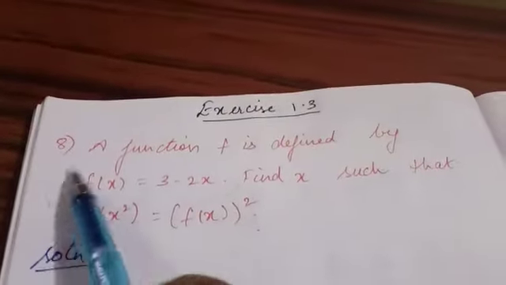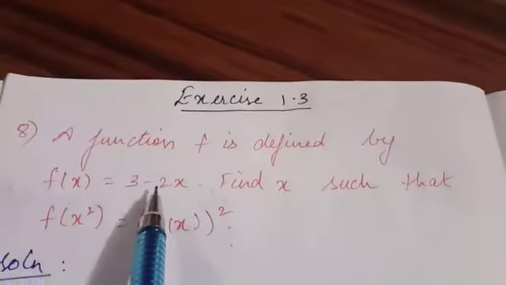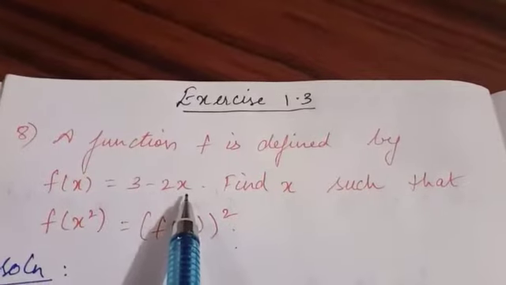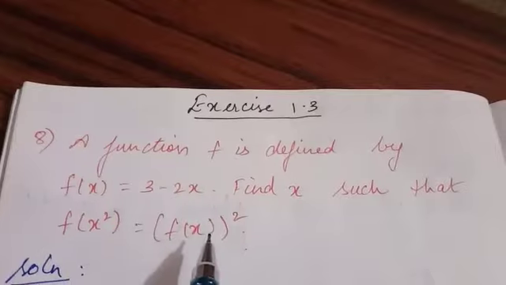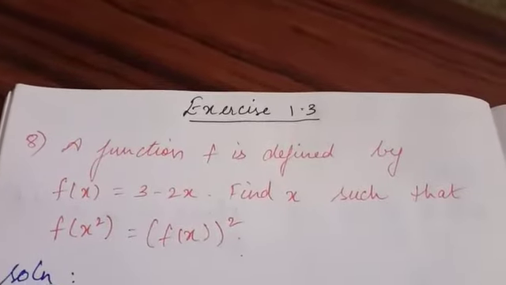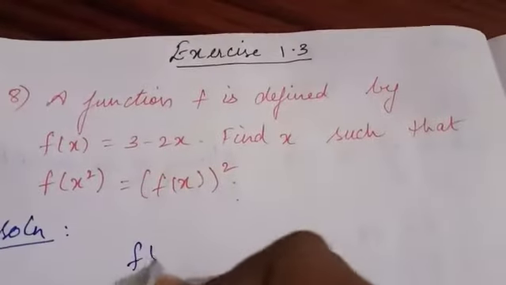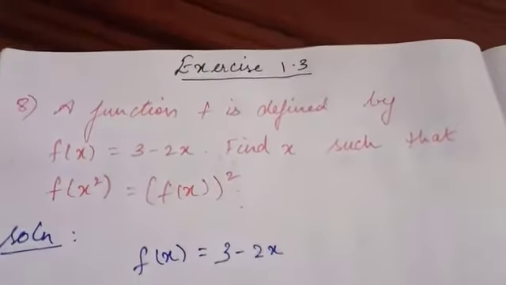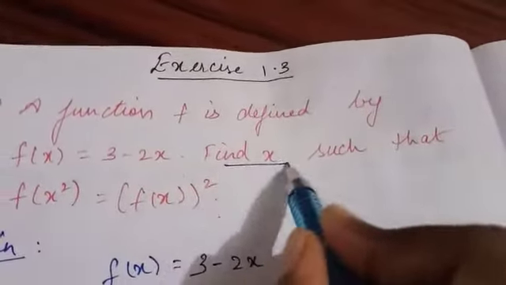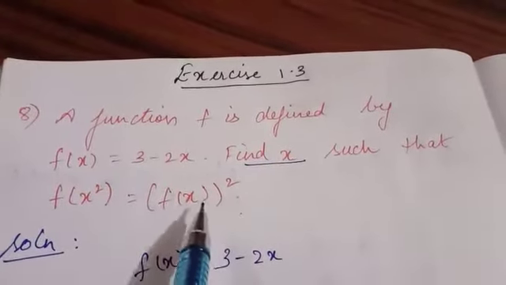Now the eighth question of exercise 1.3: a function f is defined by f of x is equal to 3 minus 2x. Find x such that f of x square is equal to f of x the whole square. So now what is given? f of x is equal to 3 minus 2x. Next, what we have to find? We have to find x such that f of x square is equal to f of x the whole square.